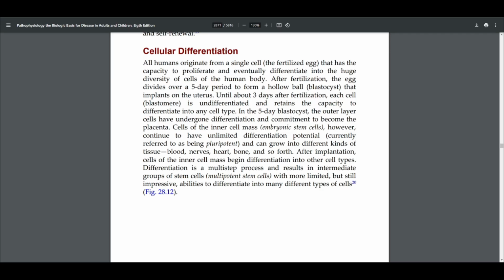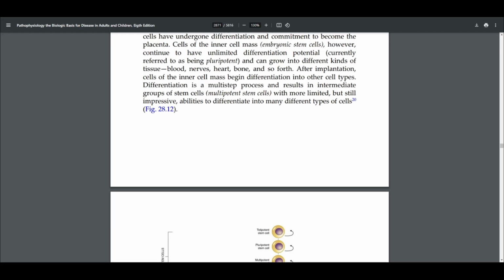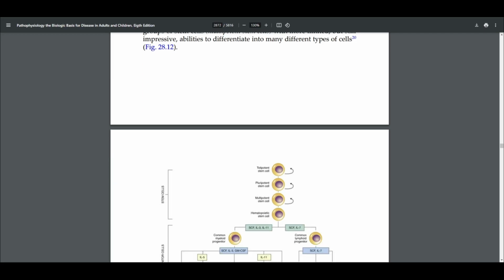In the 5-day blastocyst, the outer layer cell has undergone differentiation and commitment to become the placenta. Cells of the inner mass, however, continue to have unlimited differentiation potential and can grow into different kinds of tissue: blood, nerves, heart, bone, and so forth. After implantation, cells of the inner cell mass begin differentiation into other cell types. Differentiation is a multi-step process and results in intermediate groups of stem cells with more limited, but still impressive, abilities to differentiate into many different types of cells.